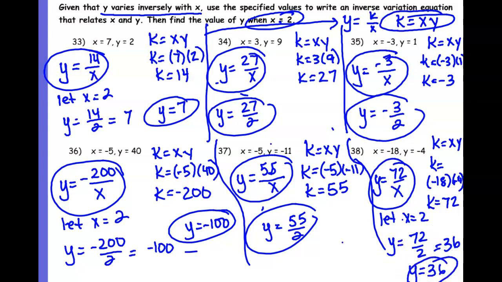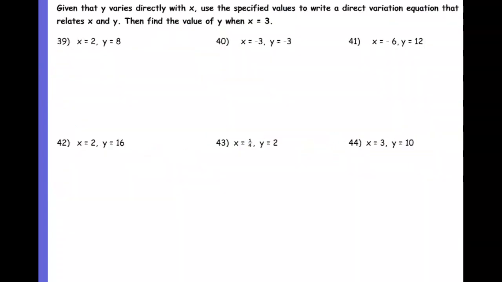Okay. Moving on now, last bit of it, we have y varying directly with x, okay? So as soon as y varies directly with x, we think y is equal to k times x. That means if we solve for k, k is equal to y divided by x, okay? And that's what we're going to use here. We want to get our k first. Okay, we're doing the same thing. But now we're writing a direct variation equation, and we're relating x and y, and then we're finding the value of y when x is 3.